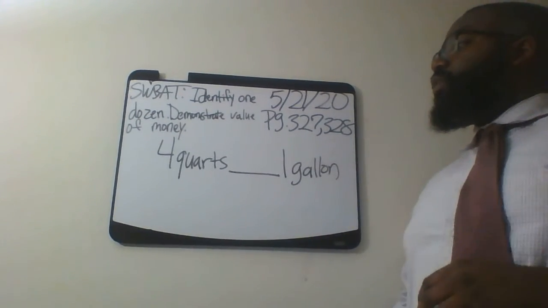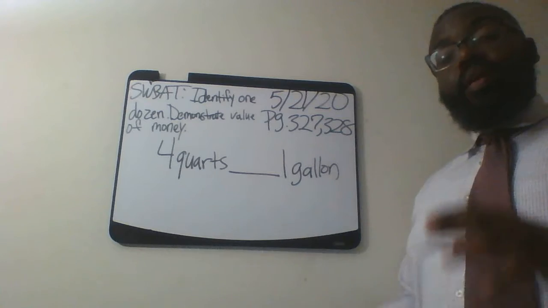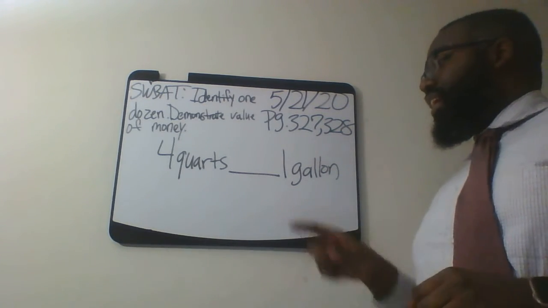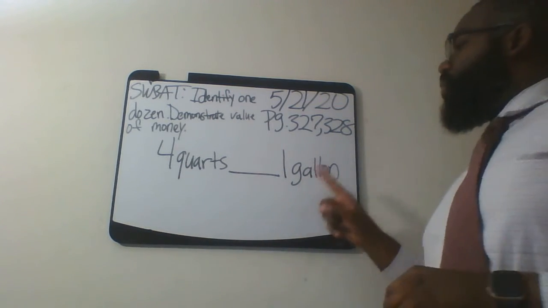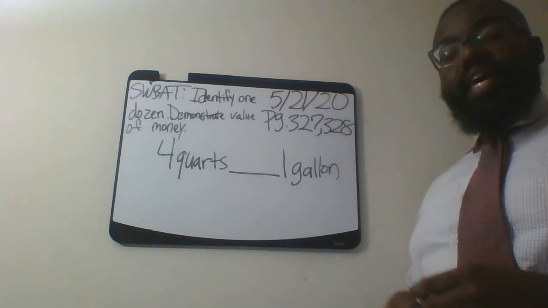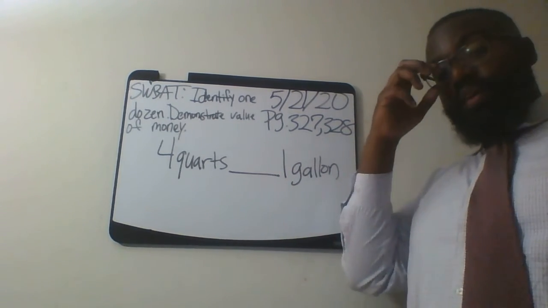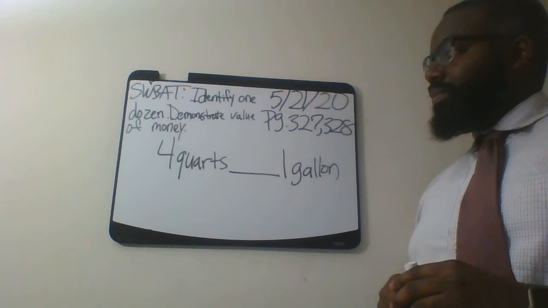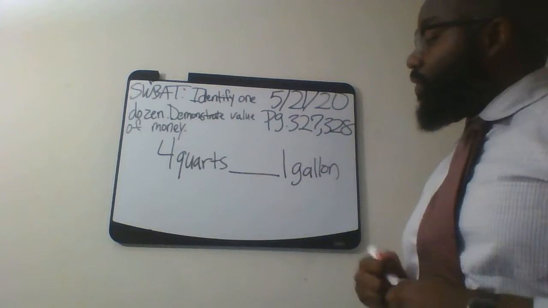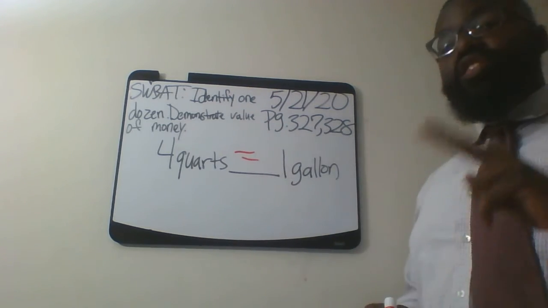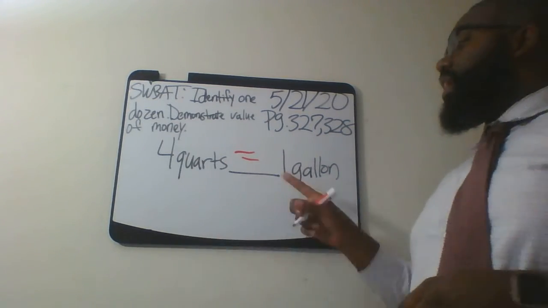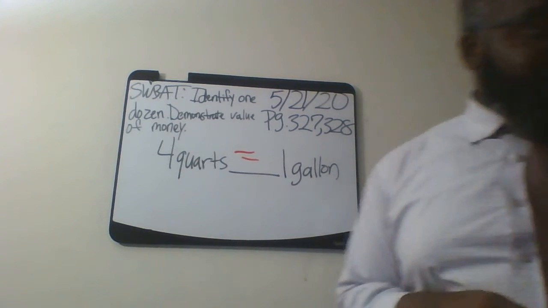Okay, here we have 4 quarts and 1 gallon. Remember, the previous problem we worked on had 2 quarts and half a gallon. Here we have 4 quarts and 1 gallon. So is 4 quarts greater than, less than, or equal to 1 gallon? What do you think? That is correct. Just like 2 quarts was equal to half a gallon, 4 quarts is equal to 1 gallon. Now let's focus our attention on number 4.